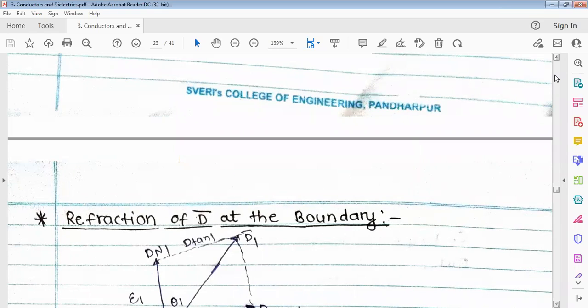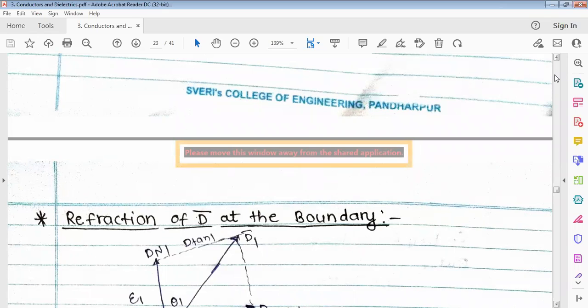Okay, so can anyone tell me what is the tangential component of E bar? Yes, E tan 1 is equal to what? Both are same or different? Remember, tangential components of electric field intensity are same. That is E tan 1 is equal to E tan 2.